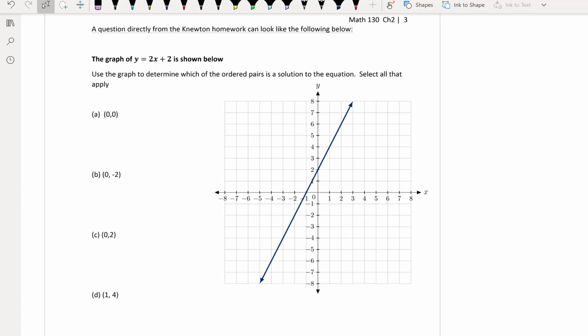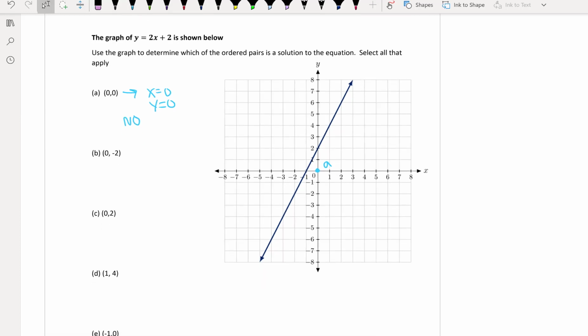So this is the graph of y is equal to 2x plus 2. We want to determine whether or not these ordered pairs A, B, C, and D are solutions to the equations. So, okay, let's think about this. This one is saying that x is equal to 0 and my y is equal to 0. So 0, 0 is at the origin. Is that point on the line? No, it's not. It's nowhere near it. So we're not going to check it off.